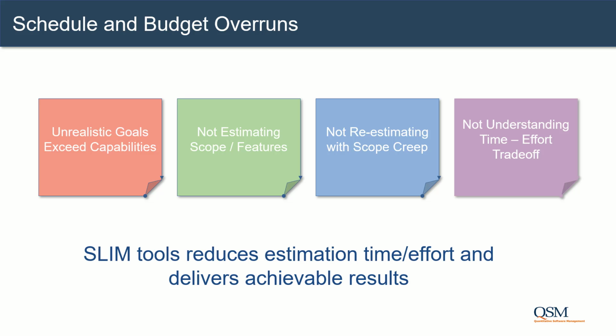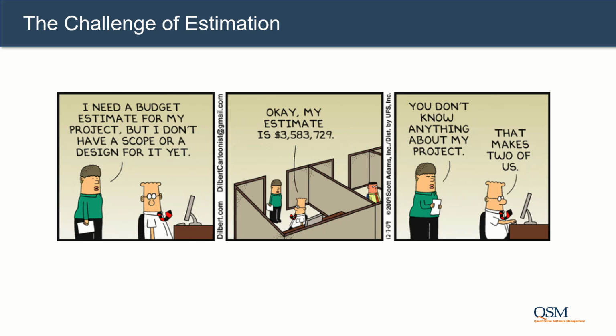In this video, we will show how empirically based SLIM estimation tools drastically reduce estimation time and effort and deliver achievable results grounded in actual performance data from real projects. Estimating software projects is challenging because estimates are typically needed when we know the least. Often stakeholders want a single-point estimate based on hidden assumptions, yet they expect pinpoint accuracy. Having empirical data at your fingertips helps you communicate more effectively and negotiate achievable plans.